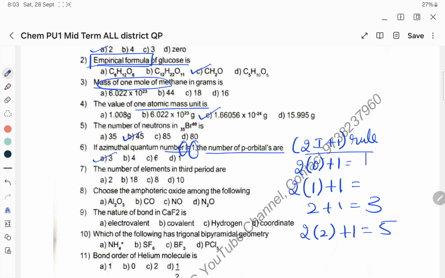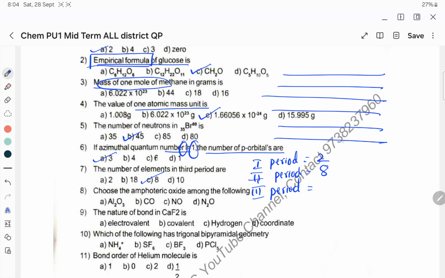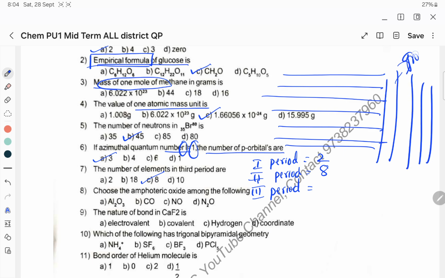The number of elements in the third period are. So the correct answer is, guess the answer. The correct answer is option C, 8. See, we know what is period and what is row. Whatever is arranged in the horizontal manner in the periodic table is called a period. 7 periods are there. Whatever is arranged in the vertical manner is called groups. These are the groups. Whatever is arranged in the horizontal manner is called a period. We know already there are 7 periods and 18 groups.